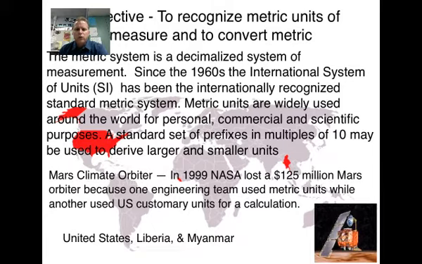Metric units are widely used around the world for personal, commercial, and scientific purposes. A standard set of prefixes in multiples of 10 may be used to derive larger and smaller units. The Mars Climate Orbiter, in 1999, NASA lost a $125 million Mars orbiter because one engineering team used metric units while another used U.S. customary units for calculation. Currently, the only 3 countries that are using our system of measurement are ourselves, Liberia, and Myanmar.